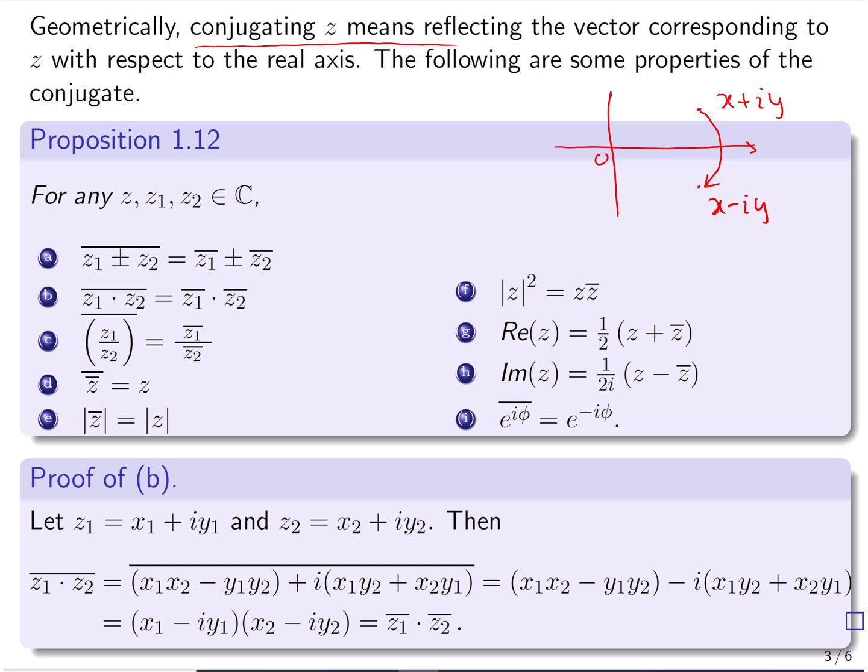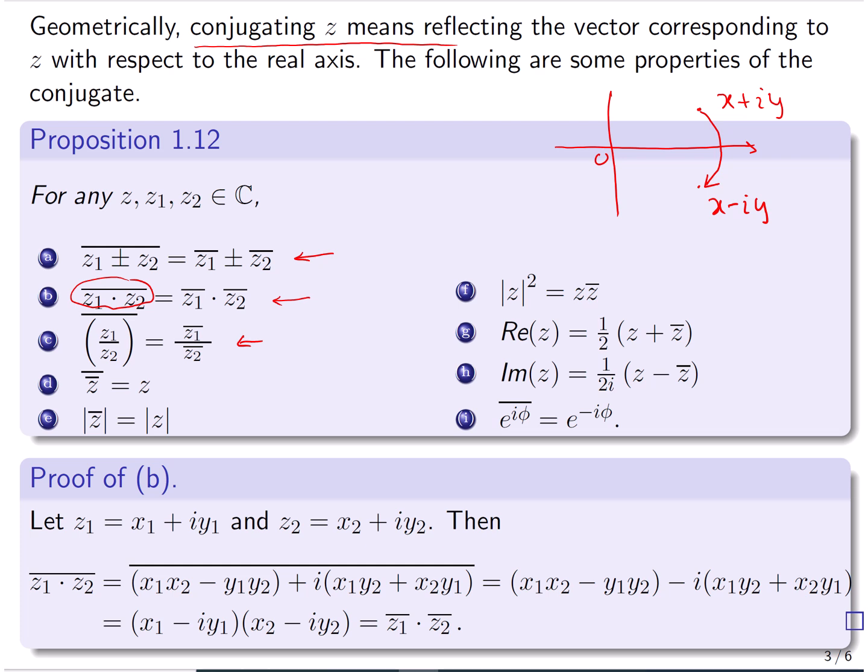So what it says is that for any three complex numbers z, z1 and z2, you can see that the conjugate of a sum or difference equals the sum or difference of conjugates, and also the product of conjugates equals the conjugate of products, and also the conjugate of a quotient equals the quotient of conjugates. And if you take the double conjugate, you get the number back.